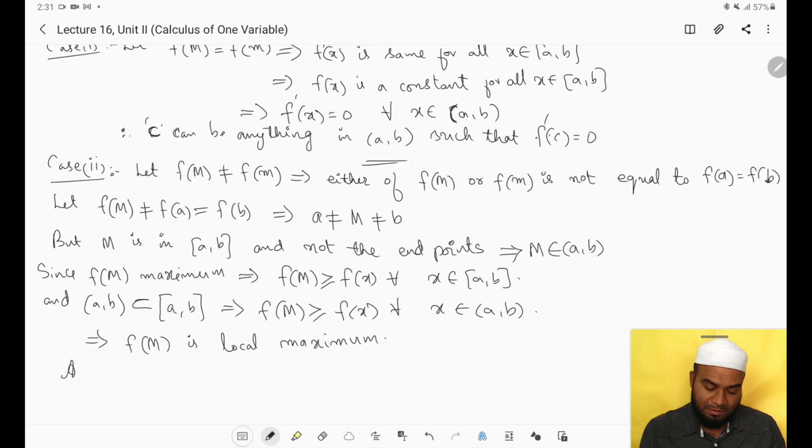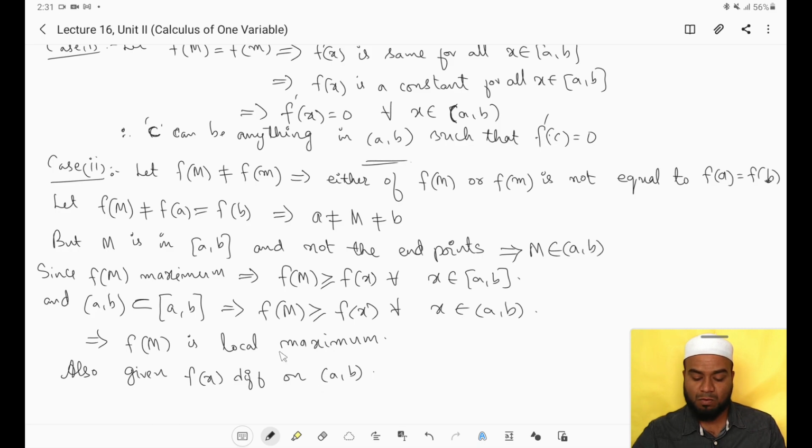Also, what is given? The second condition says that f of x is differentiable on the open interval a comma b. The first condition is already used, the third condition we have used here. Now we are using the second condition, that f of x is differentiable. So these two conditions are satisfied: f has a local maximum, and f is differentiable on the open interval a comma b.